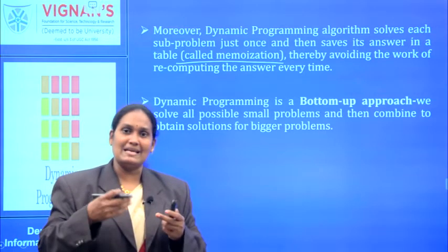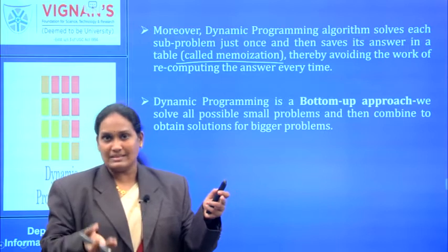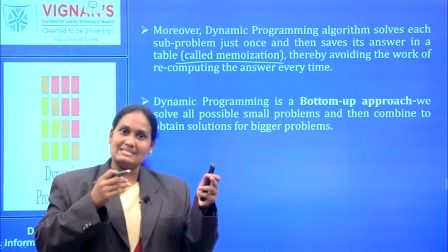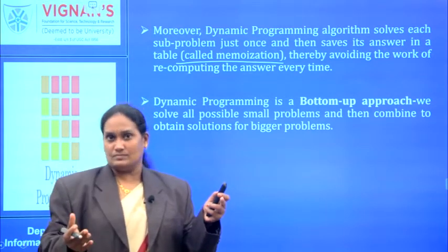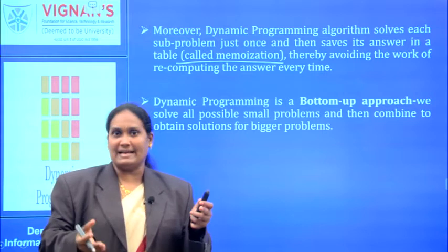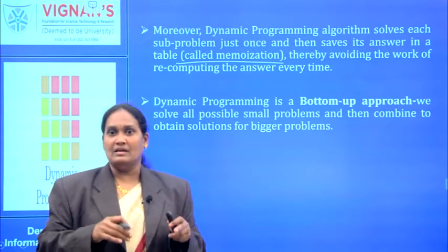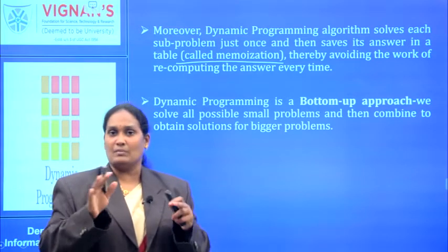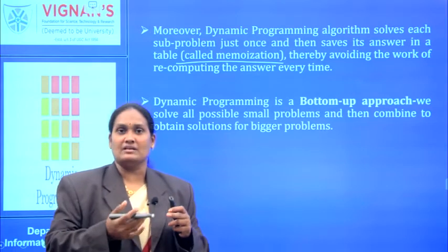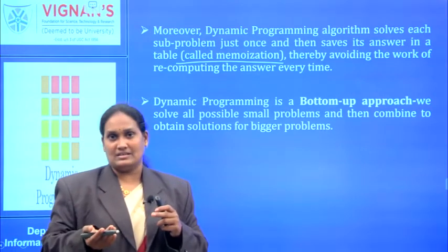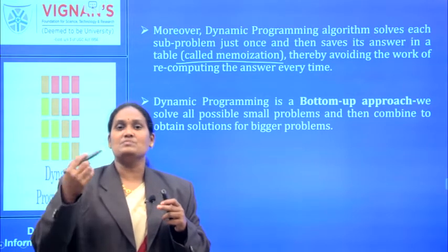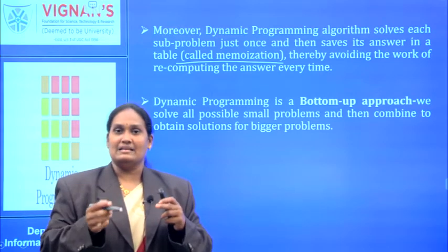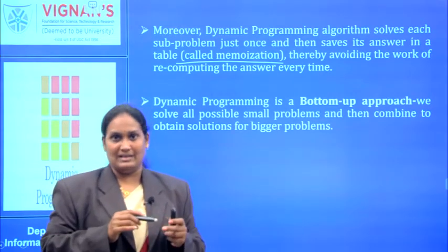In divide and conquer, we are not storing the solutions. All those subproblems are independent. So even if you get the same subproblem, you need to solve it again. But in dynamic programming, we solve the subproblems and the solutions are tabulated. That process is called memoization. Because of that tabulation, we avoid recomputation. That is, in future, if the same subproblem occurs, there is no need to calculate it again. We can access its solution from the table directly.